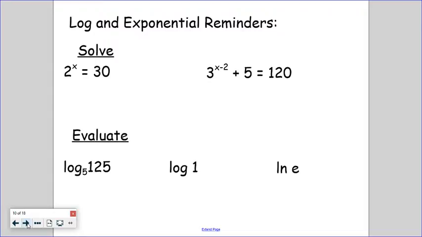All right. On this first one is just a very simple exponential equation. If I'm solving for an exponent, I want to utilize my logarithmic format on that, and then I could rewrite this in my logarithmic form. Log base, same base as my exponent, right? So log base 2 of 30 equals the exponent.